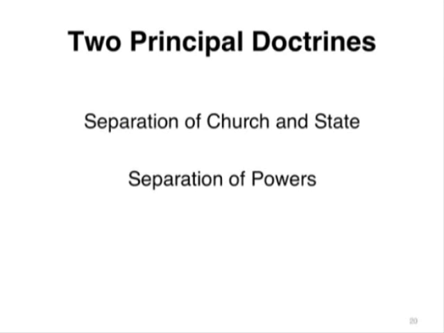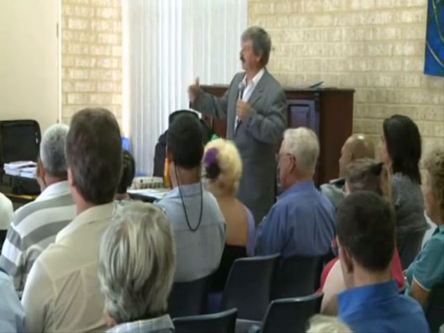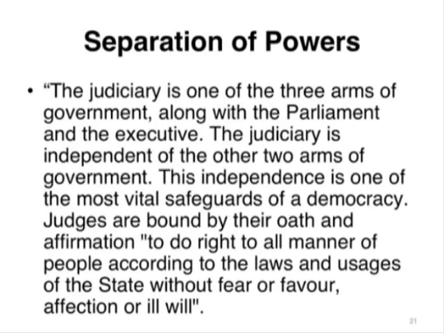Now I'm going to read something that we took from a Supreme Court document, and I'll read it, but it's actually a pack of lies. Separation of powers. This comes from the Supreme Court booklet that you can pick up at the desk of the Supreme Court. It says the judiciary is one of the three arms of government along with the Parliament and the executive. The judiciary is independent of the other two arms of government. After January 1, 2004, that doesn't apply.